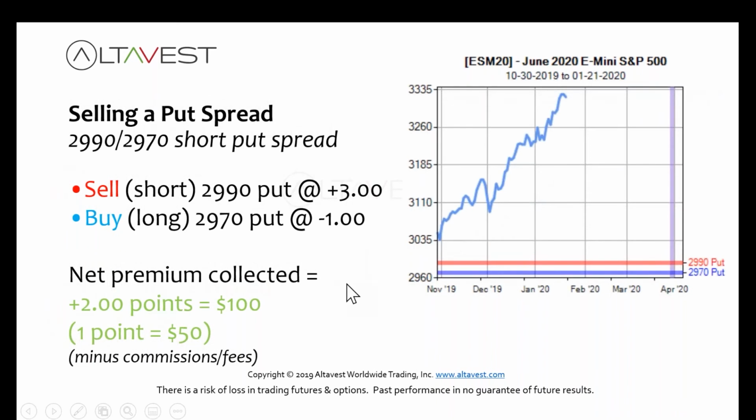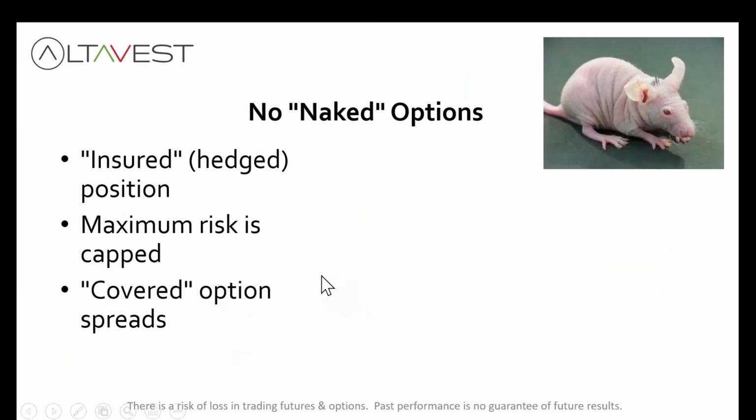And selling a put spread, same type of thing. Sell the 29.90 put, that's the red line. You collect 3 points, put that in your pocket, and you buy a 29.70 put. You pay out a point, the net premium there is 100 points. So that's how you would initiate a spread. That's what it looks like. Remember, these are not naked options. Remember, these are all insured and hedged positions. Your maximum risk is capped in advance. That's what you call a covered spread.